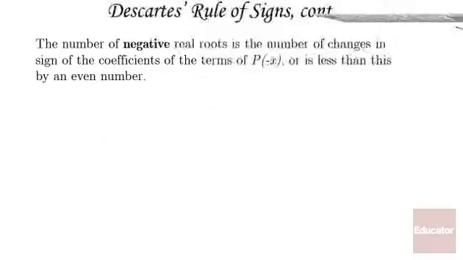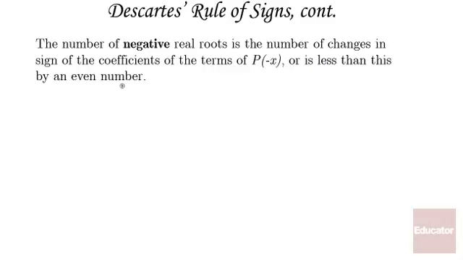Okay. The second part of this is looking at the number of negative real roots. The number of negative real roots is the number of changes in sign of the coefficients of the terms of p of negative x, or is less than this by an even number.